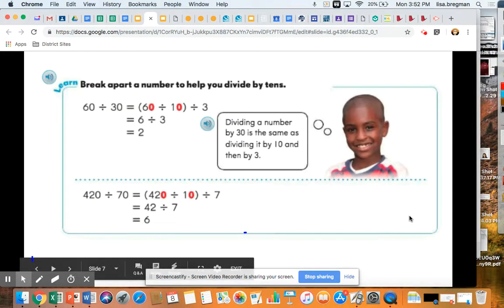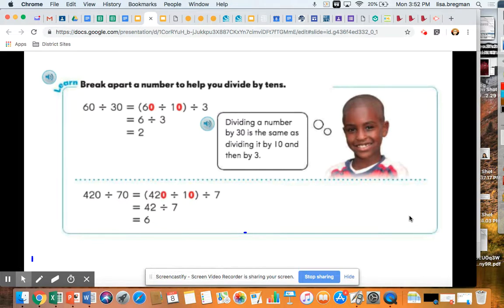This also, if you'd like this method, you could break apart a number to help you divide by tens. 60 divided by 30. Well, dividing a number by 30 is the same as dividing it by 10 and then dividing it by 3. So you could do 60 divided by 10, which is 6, and then divide by 3, which is 2. Please write this one example down. And then I did another example here. 420 divided by 70 is 420 divided by 10, which is 42. Then divided by 7, which is 6.